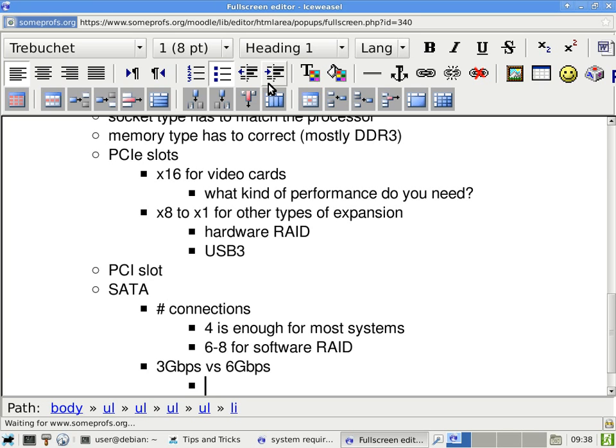When you run RAID from the motherboard, it is almost always software-based, because the RAID controller itself is a chip all by itself, made by a company called LSI. Motherboards do not have that chip integrated onto them. So whatever they say, it's all software.